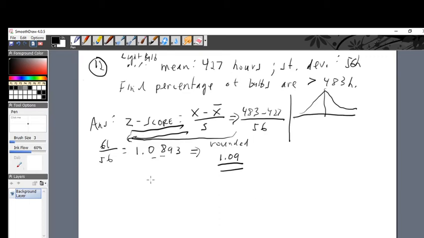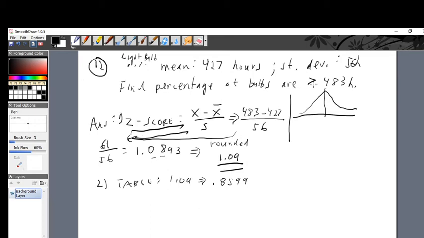Now, what do I do next? That was step 1, get the z-score. Step 2, go to the table and find the area for the z-score, 1.09. I don't know if I got the right number, but it doesn't matter. I'm just showing you how to do it. This is probably 1.81, but it doesn't matter. 0.8599 is what I'm writing down.